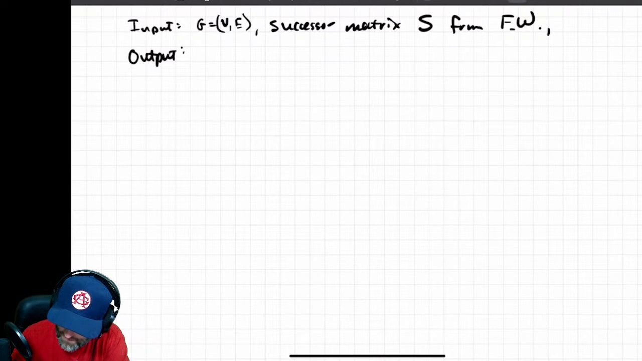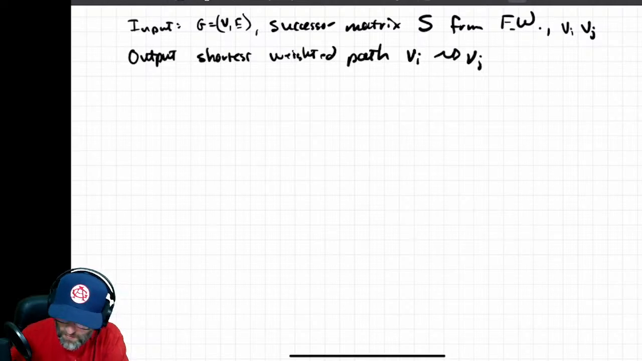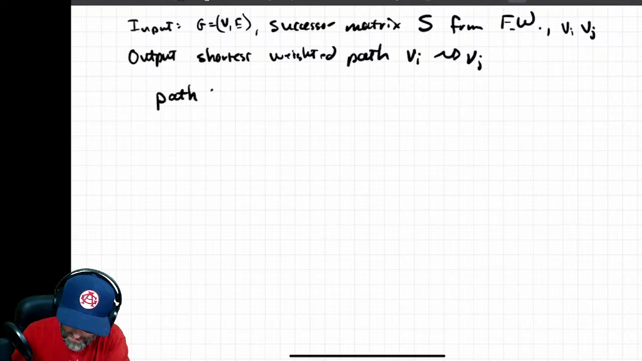Actually, V sub I, V sub J. My output is going to be a path, the shortest weighted path, V sub I to V sub J. There we go. Okay. So I'll initialize my path here. I'll call it path. I'll initialize it to the first vertex.